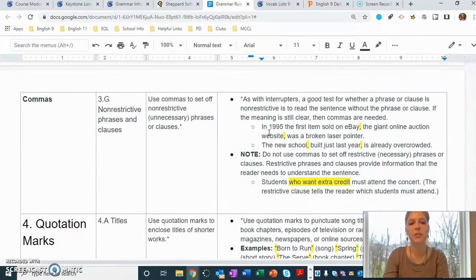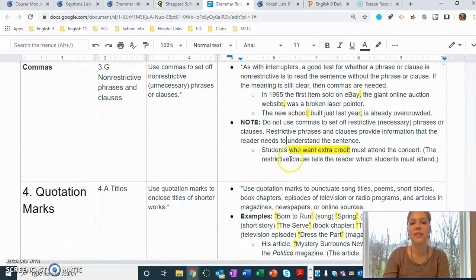All right, G, non-restrictive phrases and clauses. So this is kind of the same idea. Use commas to set off unnecessary or non-restrictive phrases or clauses. So if you can take the phrase out, then you need a comma around it. So in 1995, the first item sold on eBay, comma, the giant online auction website, comma, was a broken laser pointer. So that phrase is describing eBay as an appositive. Again, you can take it out.